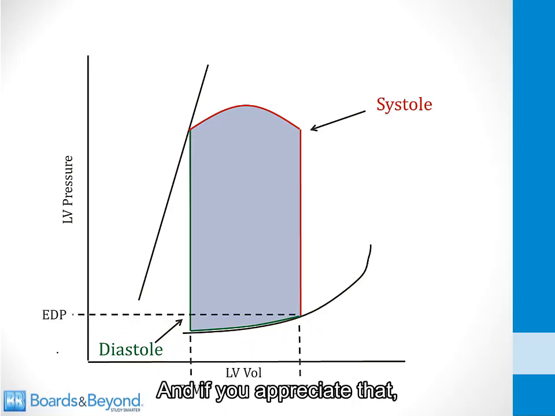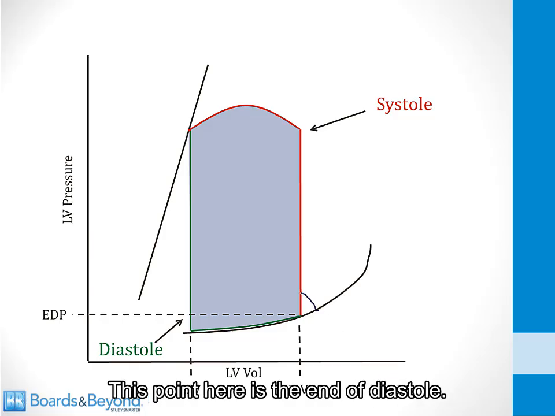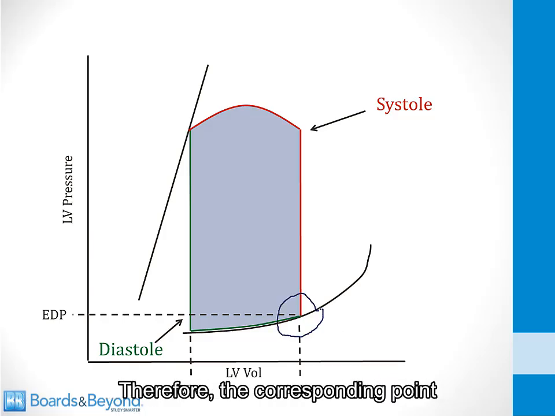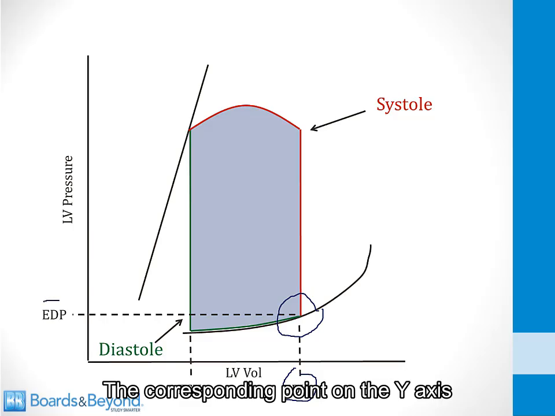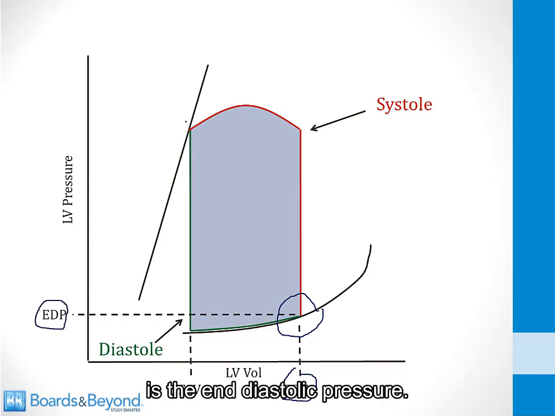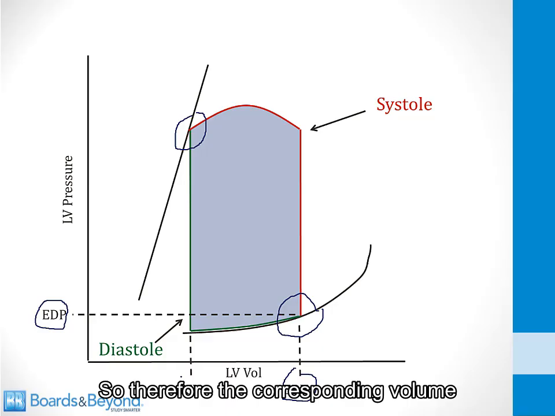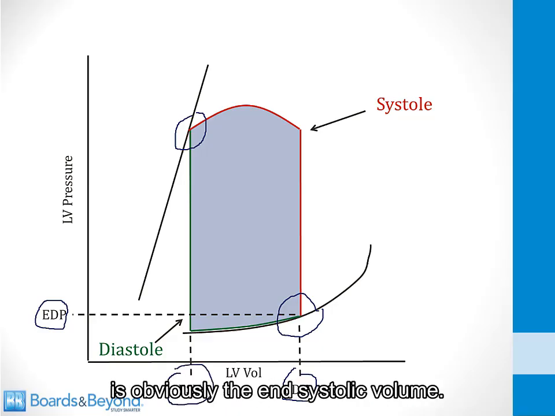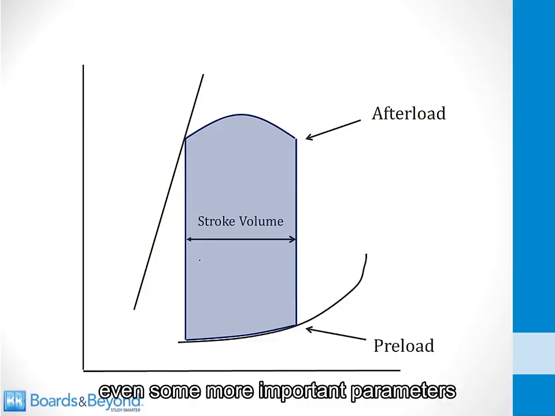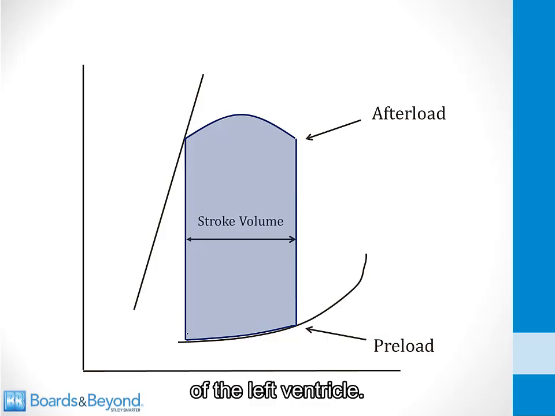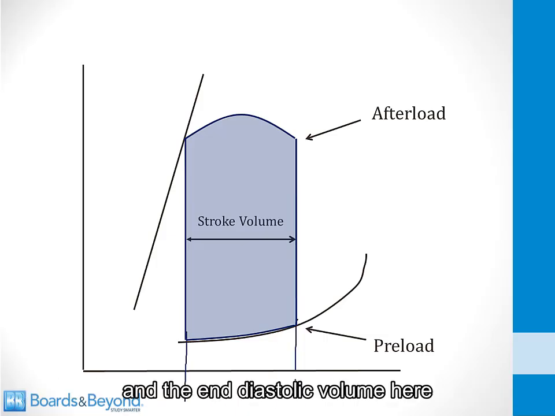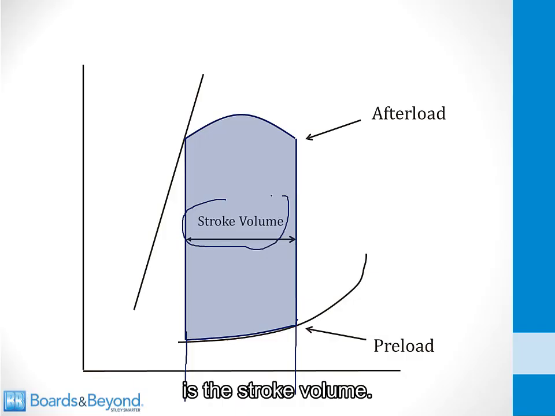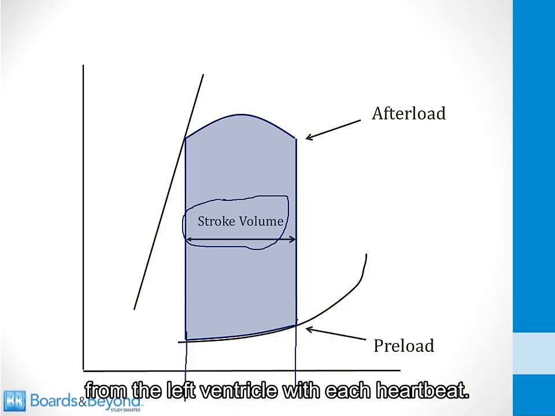And if you appreciate that, it's easy to identify some of the important volumes and pressures inside the left ventricle. This point here is the end of diastole, therefore the corresponding point on the x-axis is the end diastolic volume. The corresponding point on the y-axis is the end diastolic pressure. This point here that I'm circling with my pen is the end of systole, so therefore the corresponding volume at the end of systole is obviously the end systolic volume. And now we can identify even some more important parameters of the left ventricle. So the difference between the end systolic volume here and the end diastolic volume here is the stroke volume. This is the volume of blood ejected from the left ventricle with each heartbeat.